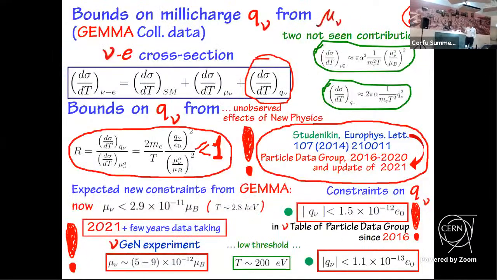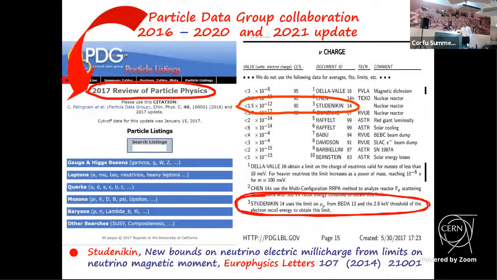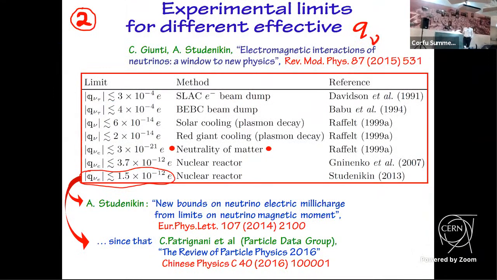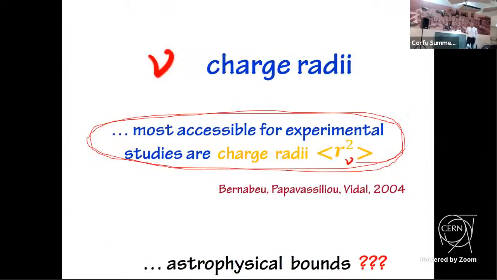With the new set of experiments, the New GEMMA experiments, the sensitivity will be on the level of 1 times 10 to the minus 13. This is a prediction for the possible future results of this experiment. And this is a summary of all constraints available now. And the most severe bound on neutrino milli-charge, of course, at the level of 3 times 10 to the minus 21, comes from the neutrality of the hydrogen atom.